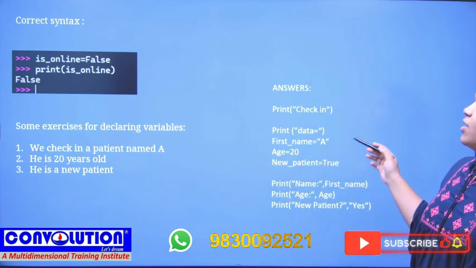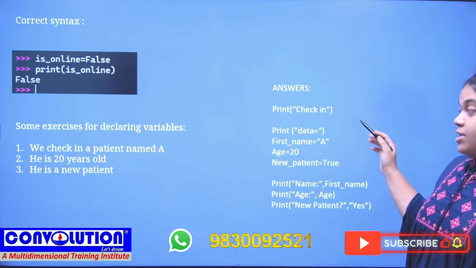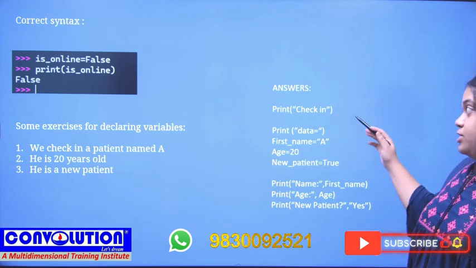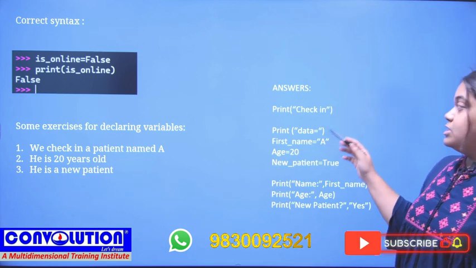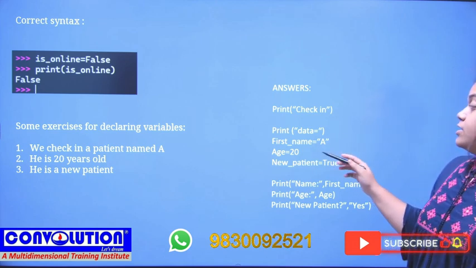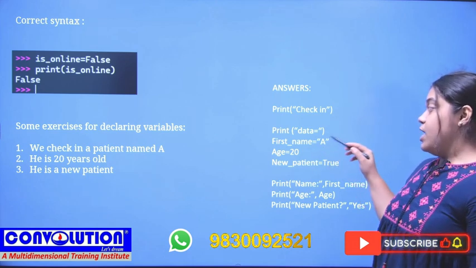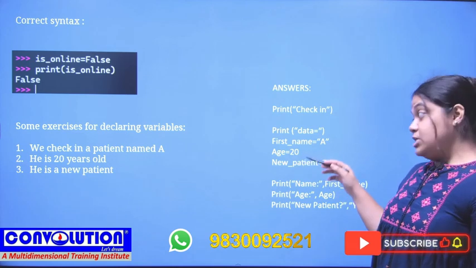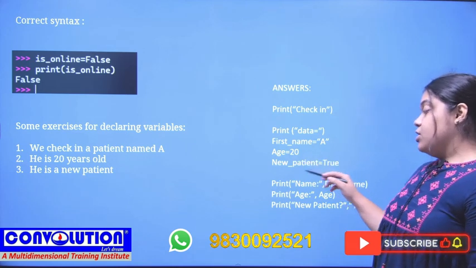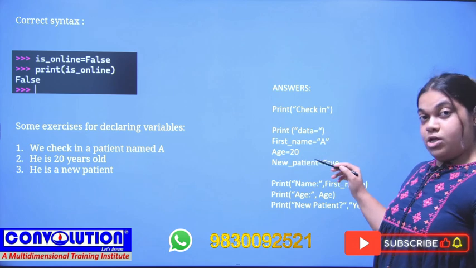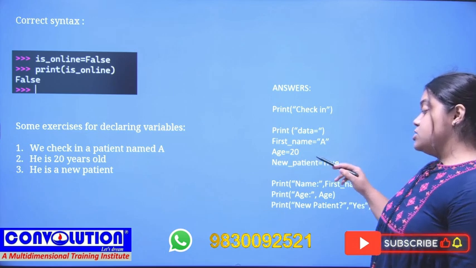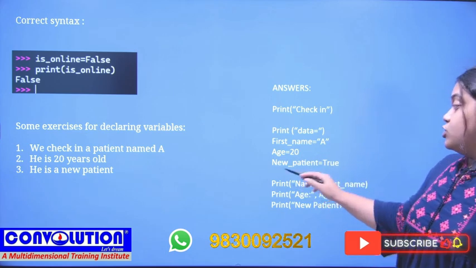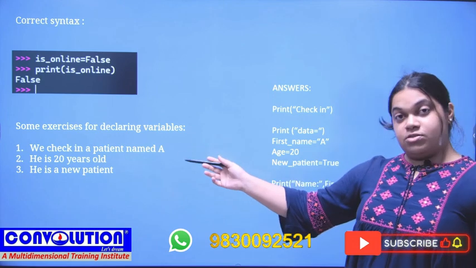That is, first we will print check-in. Like a billing system, we would write check-in and then we would print the data, and then we would declare first name and store A in first name, and then we would declare age and store 20 in it, and then another variable as new patient which is Boolean, and we will store True in it. Then we would actually do the operations that are given in the question.